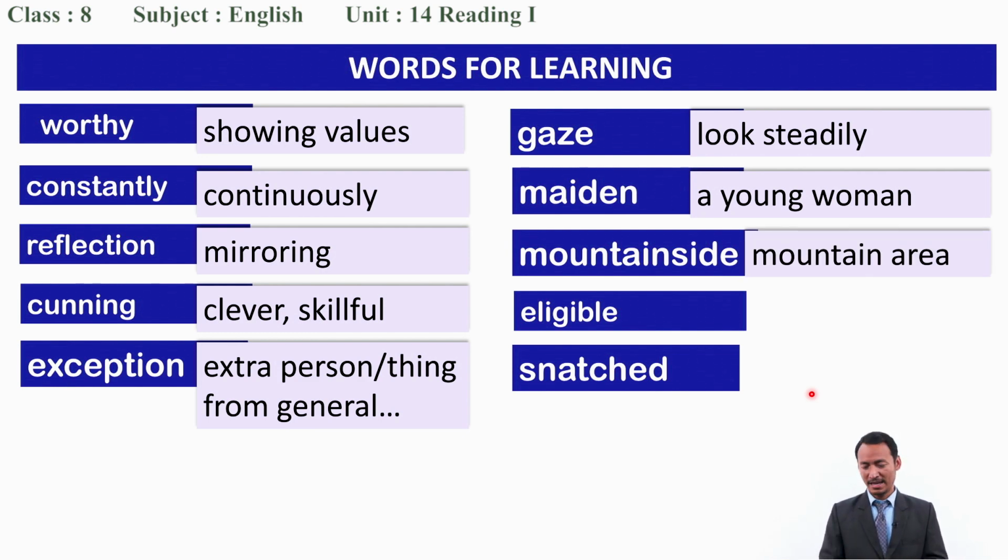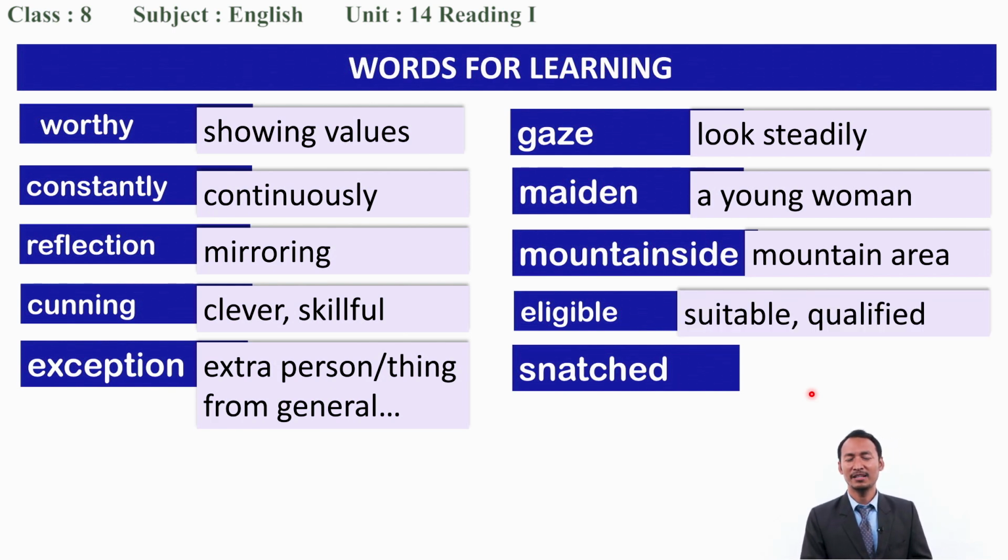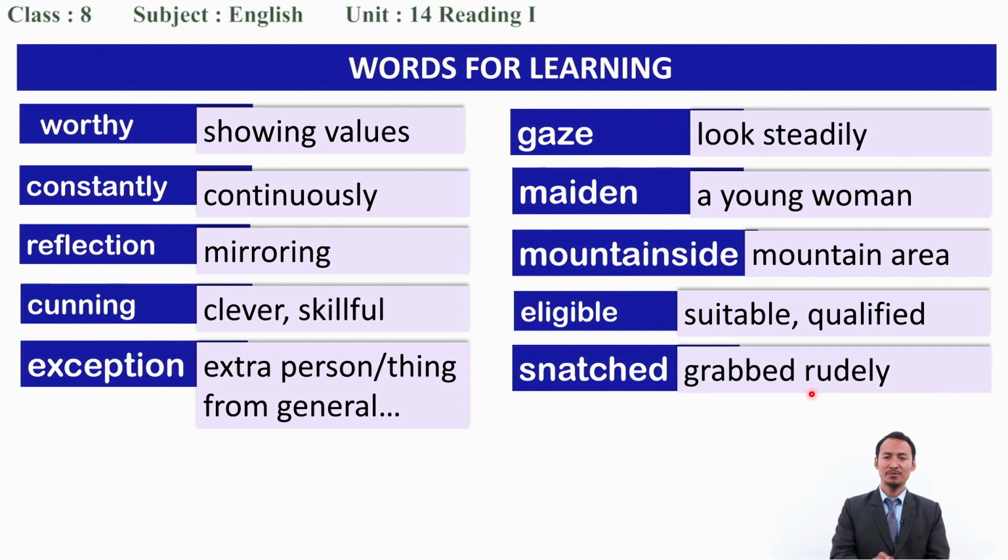And eligible ko meaning के होला? Yes, you're right. That is suitable and qualified. It means somebody that is fit for the position, for something to do. And snatched ko meaning चाहिँ के होला? To grab. Yes, you're right. Grabbing means holding, catching rudely, not in a soft or polite way. Okay? एकदमै rudely catch गर्नुलाई we call snatch. So we grab rudely when we snatch.